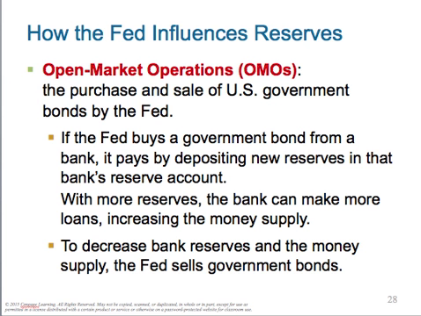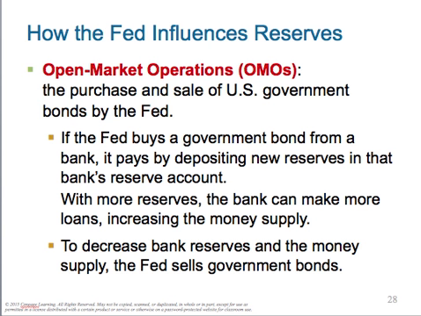They take a non-monetary item, a bond, and they send money to the bank for that item. So they're pumping money into the economy. The banks put that in their reserves. Thus, they can make more loans, which increases the money supply.